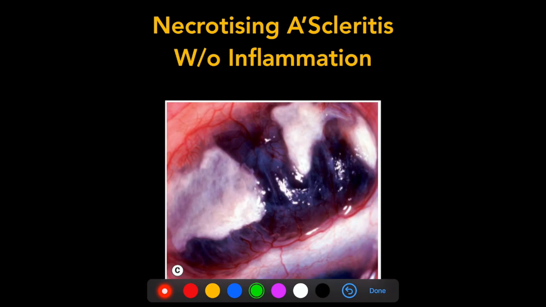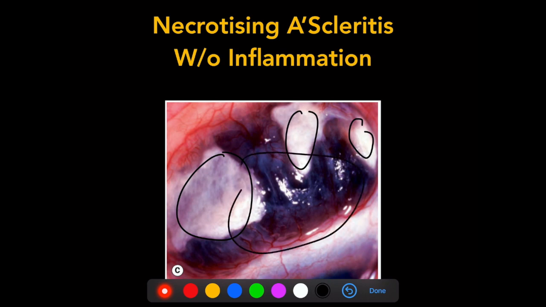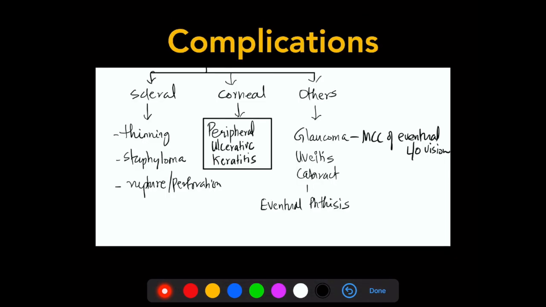So this is a picture showing that in this without inflammation scleromalacia perforans, you can see the entire sclera has melted out, causing the uveal show, uveal prolapse here. Now let's talk about the complications in a quick moment. So you can classify into scleral, corneal and others. The scleral complications are very obviously the thinning, the staphylomas again, the thinning with the uveal show, eventually going in for a rupture or a perforation.